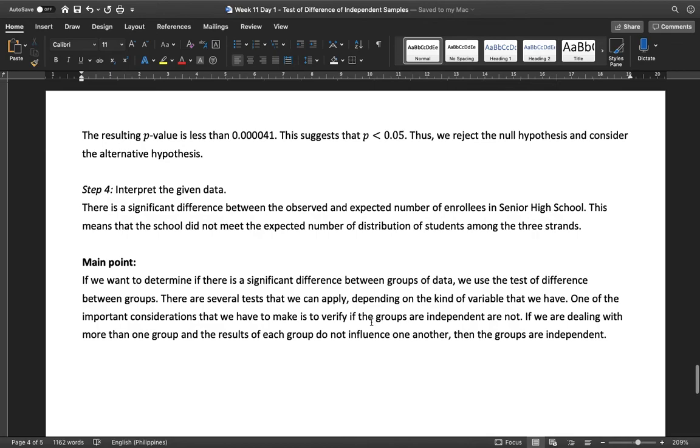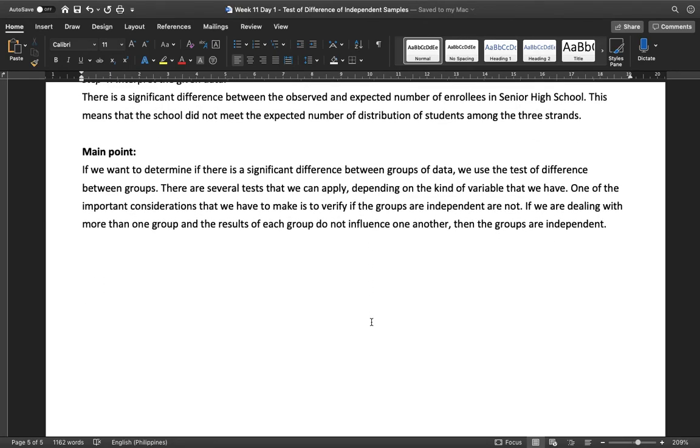Aralan na example. So, if you want to determine if there's a significant difference between groups of data, we use the test of difference between groups. There are several tests that we can apply depending on the kind of variable that we have. One of the important considerations we have to make is to verify if the groups are independent or not. If we are dealing with more than one group and the results of each group do not influence one another, then the groups are independent. Basta ang cue naman natin kapag independent is na-test lang siya one time. Kapag repeated, dalawang beses tinest in two different points of time. So that's it for the test of difference of independent samples.